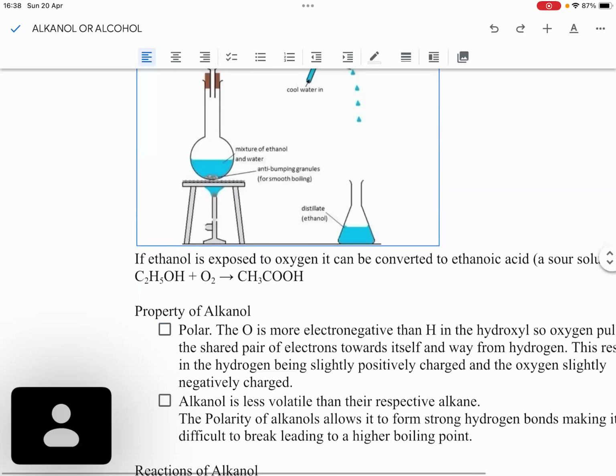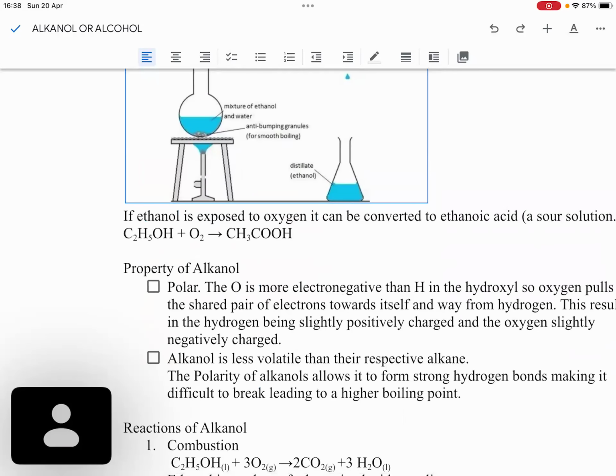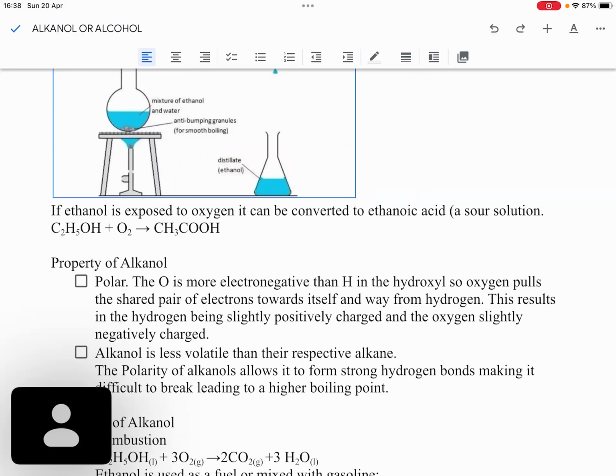evaporating dish. What we also need to remember for alkanols is that alkanols are polar molecules, and they are polar because the oxygen is more electronegative than the hydrogen in the hydroxyl group. So oxygen is a bully. It pulls the electrons towards itself and away from hydrogen. This results in the hydrogen becoming slightly positively charged and the oxygen slightly negatively charged. So the polarity has to do with slight charges.